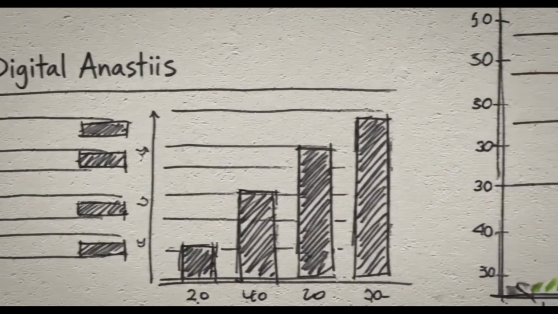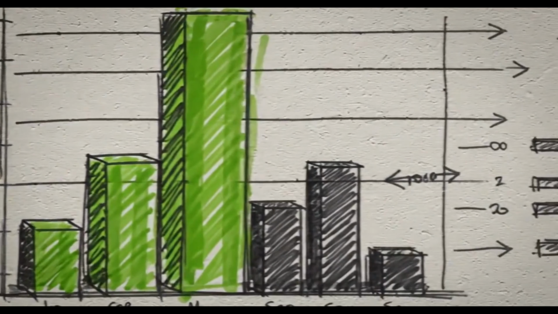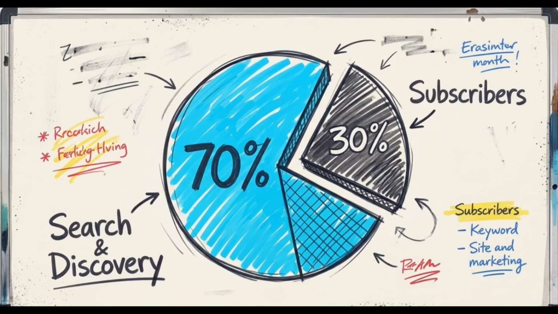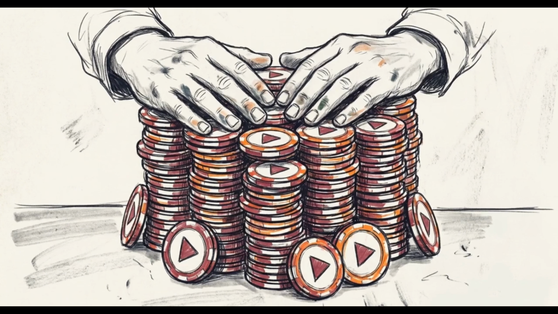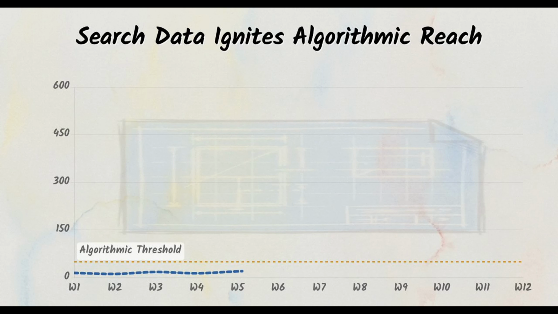Look at the traffic sources of almost any successful YouTube channel, and you'll find a specific distribution. Roughly 70% of their views come directly from search and algorithmic recommendations, rather than their existing subscribers. Relying on intuition to figure out what that audience wants to watch is a massive gamble. Capturing that algorithmic traffic requires you to base your topics on hard search data.